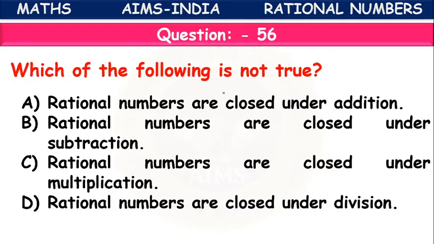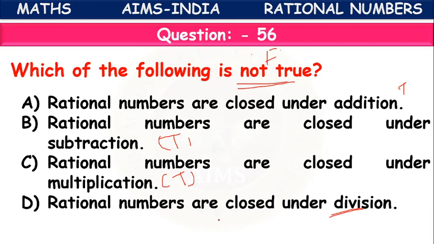Next, which of the following is not true? Means which of the following is false? Rational numbers are closed under addition: true. Rational numbers are closed under subtraction: true. Rational numbers are closed under multiplication: true. Rational numbers are closed under division: wrong.